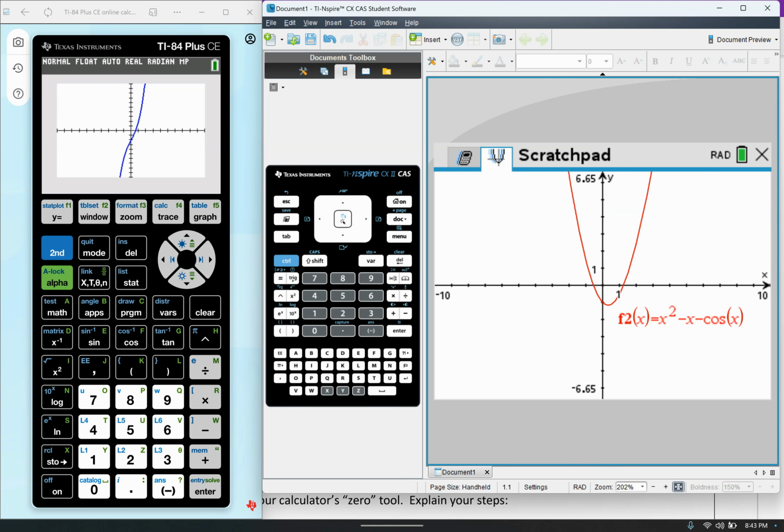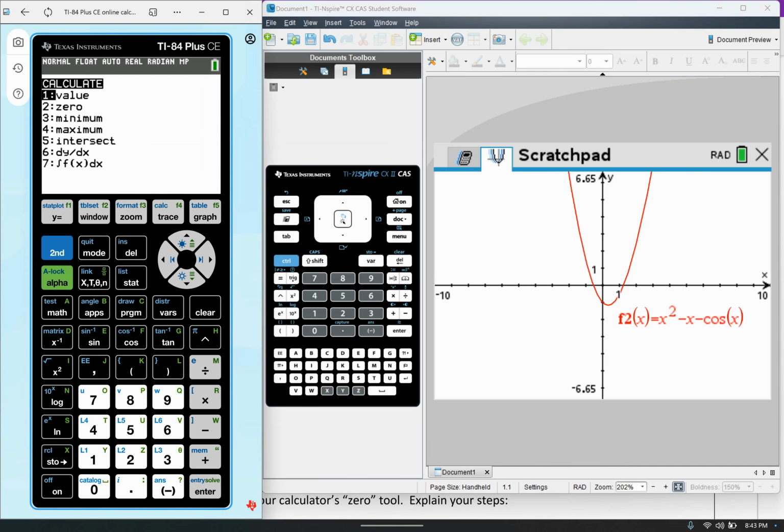Now, I'm going to go ahead and find the 0. On the 84, to find the 0 of a graph, we actually don't want to do trace. Trace can sometimes give us some false positives. Instead, we want to use the calculate function that's above trace. And to access that blue menu here, we need second. So I'm going to do second, calc, and then we're trying to find the 0. So let's do 0.